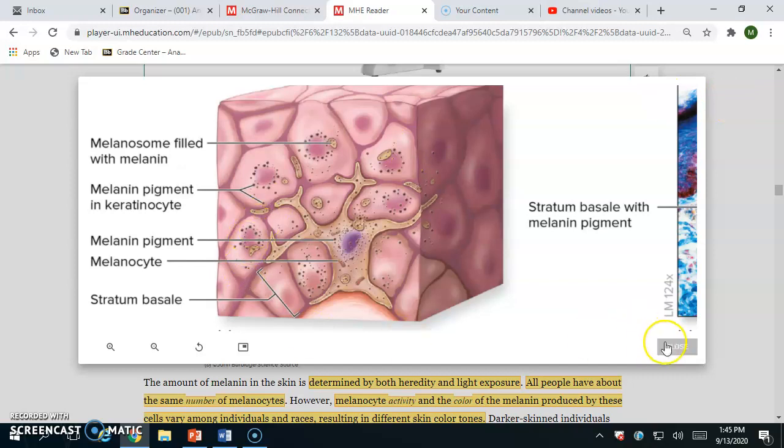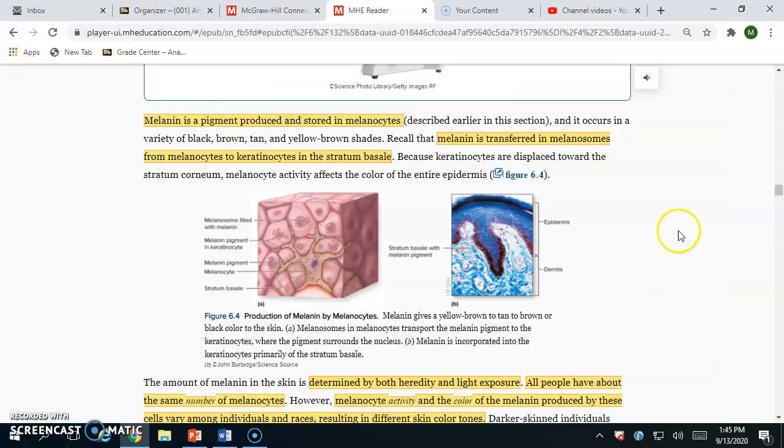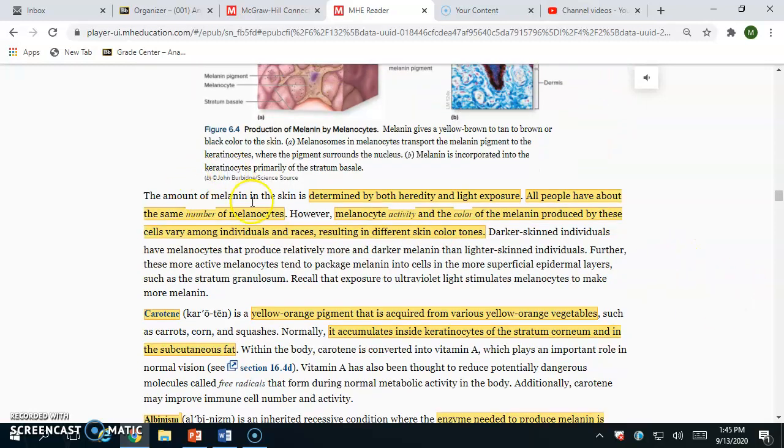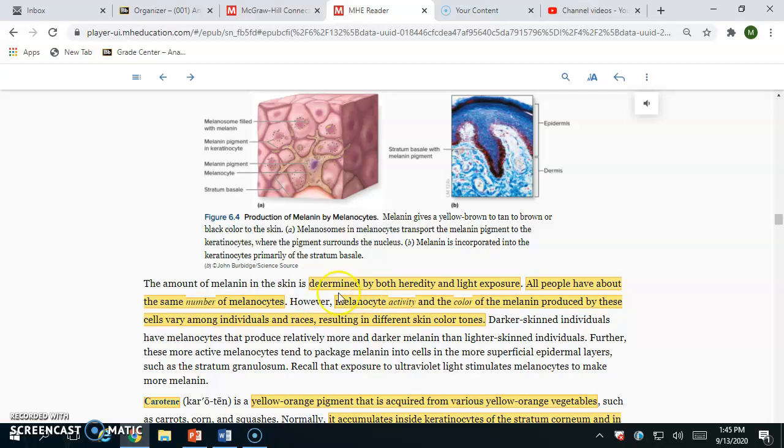Okay, so let me go back here. And something that I want to talk about: the amount of melanin in the skin. Again, heredity, so that just means the genes that person carries will determine what color of melanin they produce. And then light exposure, again, can influence skin color. So if they have a larger amount of exposure to ultraviolet light, then they're generally going to have more melanin, and it'll cause their skin to be darker.